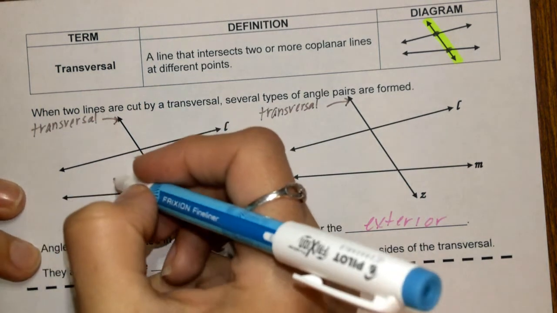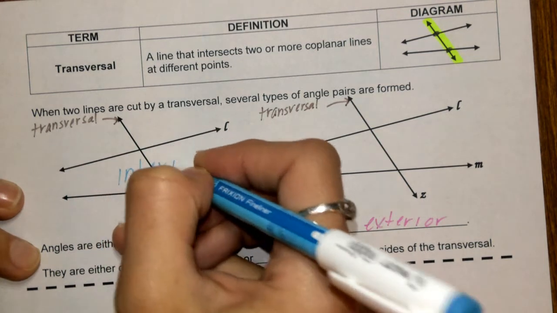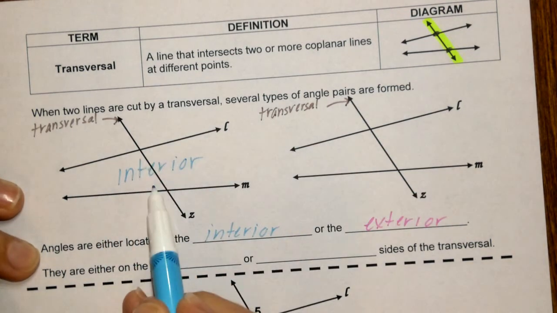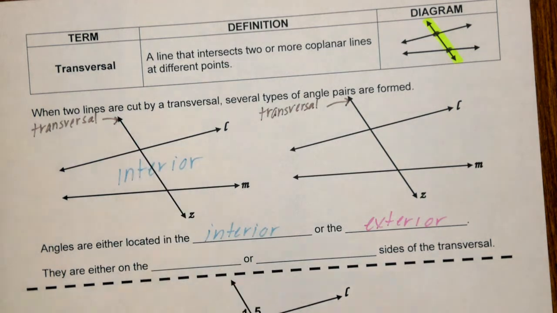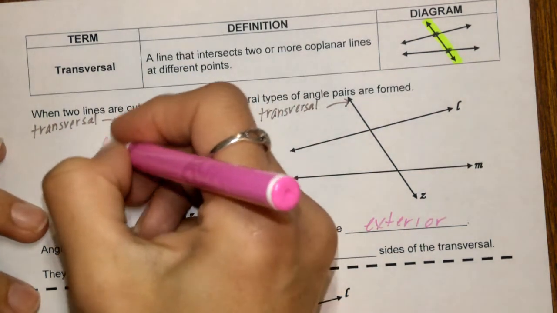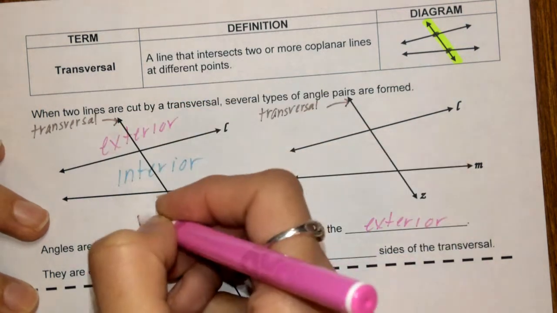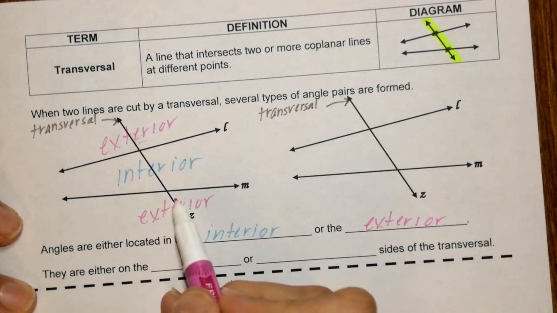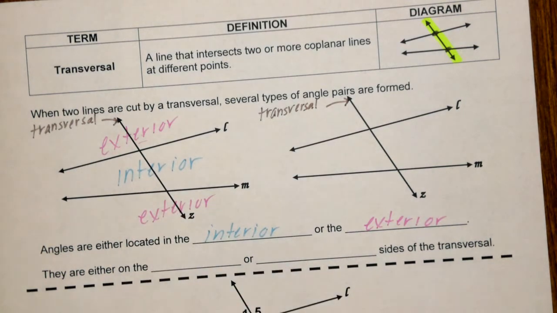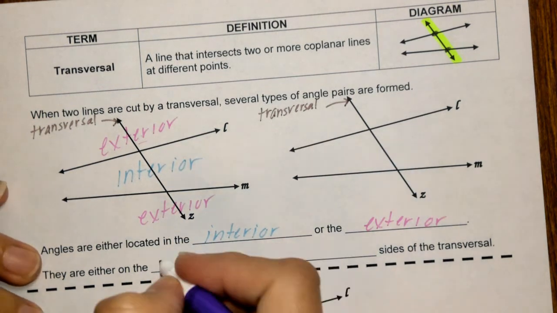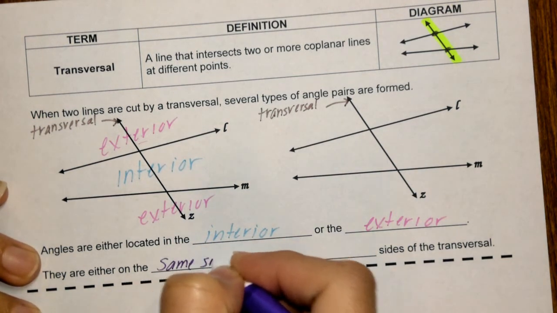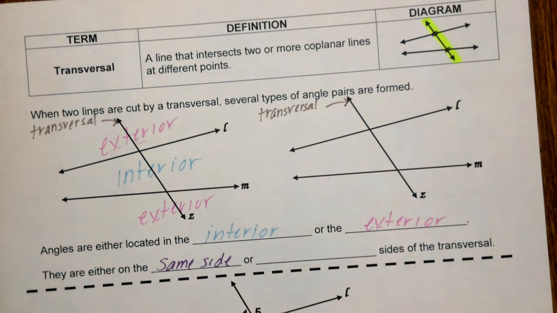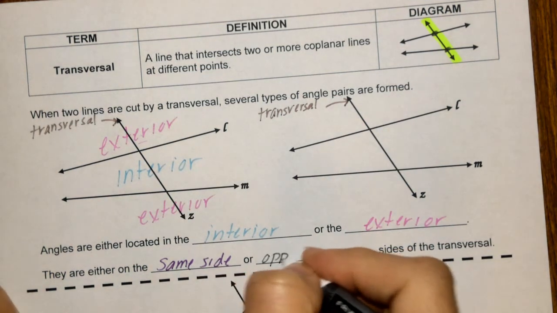Okay? So your interior would be right here. So these 4 angles will be your interior angles, whereas your exterior angles will lie outside. So these 2 angles up here and these 2 angles down here will be exterior. Also, your angles can lie on the same side of the transversal, or they can be located on opposite sides.